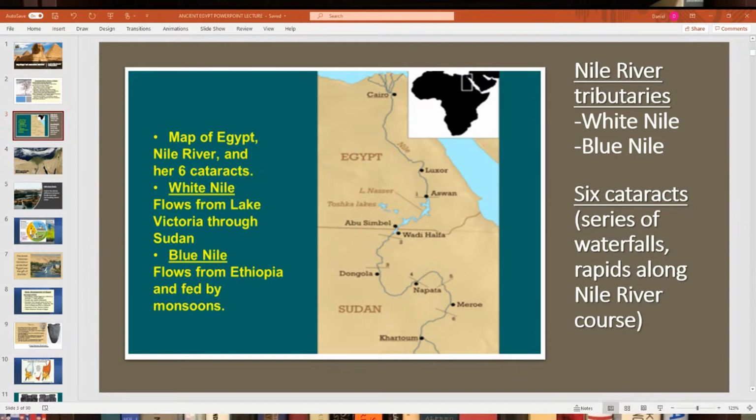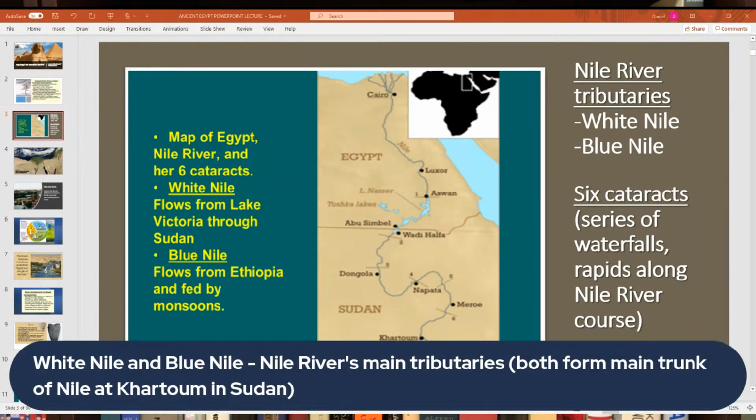The river itself has 2 main tributaries that really make up what becomes the main trunk of the Nile River. The two you can see there, you've got the White Nile and the Blue Nile. The White Nile starts way down in East Central Africa.